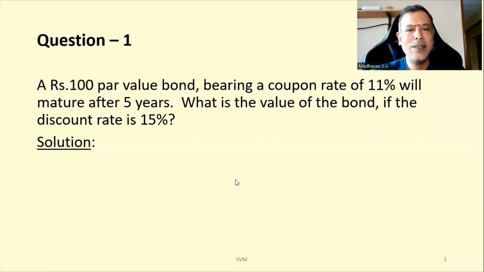Hello everyone. In this video, we will understand how we determine the value of a bond. If we know the maturity value or face value or par value, coupon rate, maturity period, and also the required rate of return or discount rate, how do we determine the value of the bond?